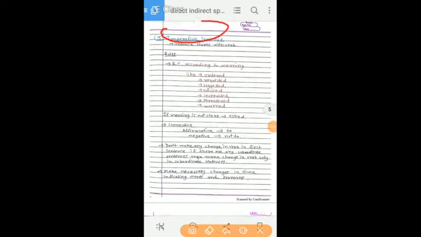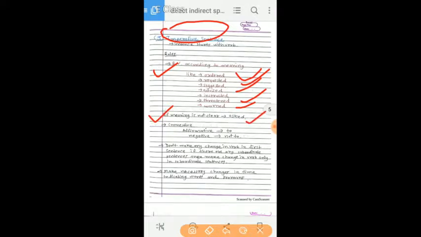Let's learn imperative sentences. Imperative sentences are the sentences which start with a verb or which start with don't. You have to use the reporting verb according to the meaning, like ordered, requested, suggested, advised, instructed, threatened, warned. You have to use these reporting verbs according to the meaning of the sentence. If the meaning is not clear, then you can use asked.